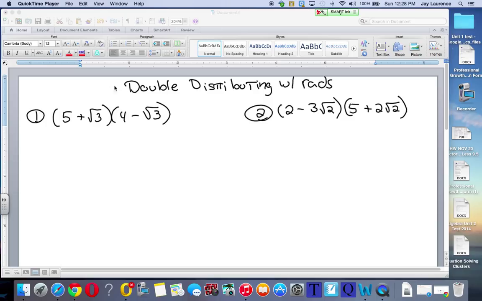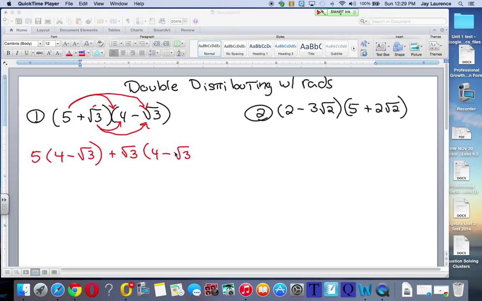We're going to get that practice with double distributing with rads that I promised you. Remember that when we double distribute, you have to distribute the 5 times the quantity, and then the rad 3 times the quantity. Maybe I'll do it underneath there so it doesn't get in each other's ways. Many of you need to rewrite this: 5 times the quantity of 4 minus rad 3, and then plus rad 3 times the quantity of 4 minus rad 3.